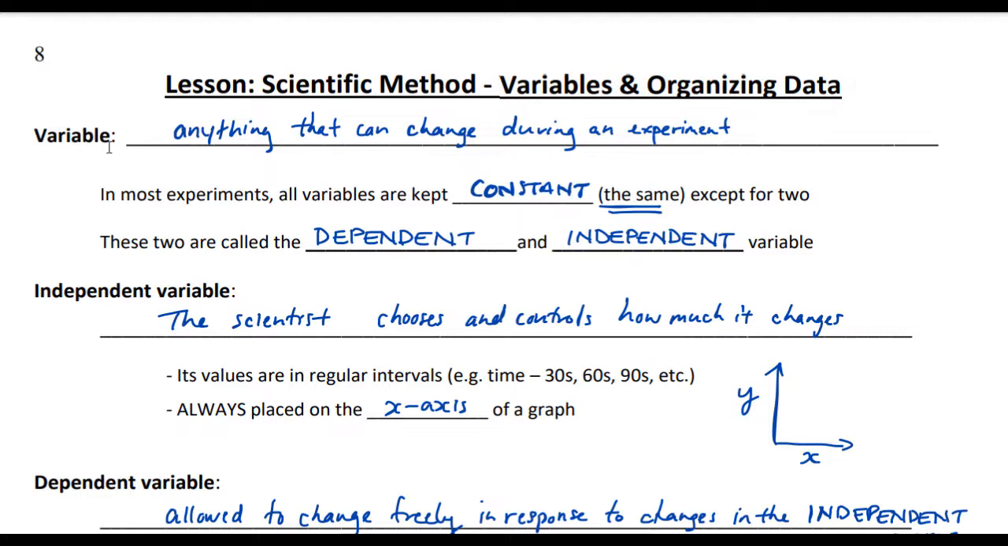Okay, what's a variable? Well, a variable is anything that you can change during an experiment. So even if you were to change the length of time that the experiment was going for, that's a variable. Time would have been your variable. It's the thing that you changed.